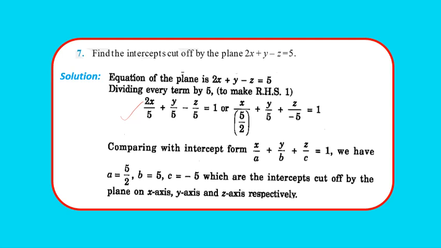So comparing this with the standard form, that is x/a + y/b + z/c = 1, we have a equal to 5/2, b equal to 5, and c equal to -5, which are the intercepts cut off by the plane with the x, y, and z axis respectively. Clear? So pause and note down the solution.